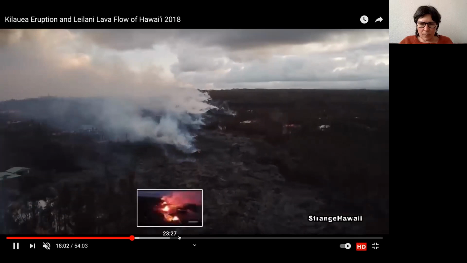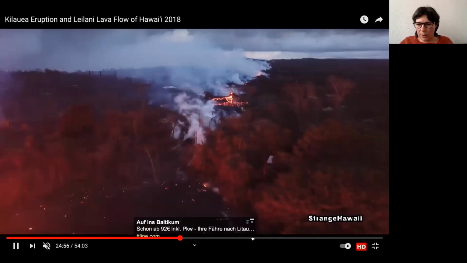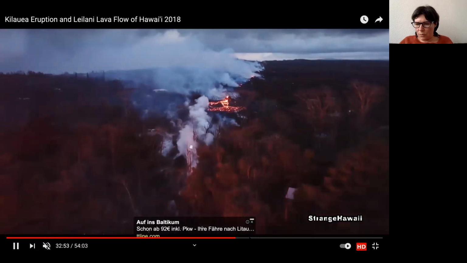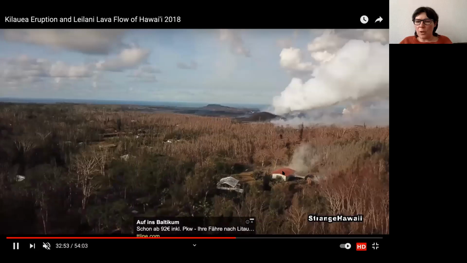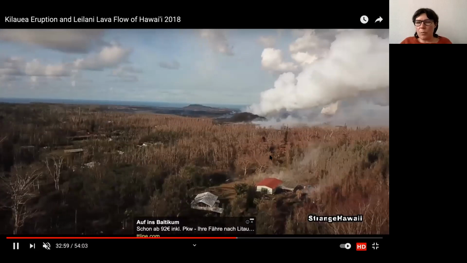Okay, I don't want to see it. So you could see, and here I don't show it so much, but actually a lot of houses were impacted and a lot of people lost their home because it was simply covered by a lot of lava flow. And this is simply a hazard.